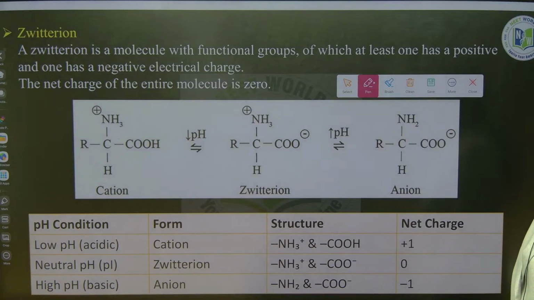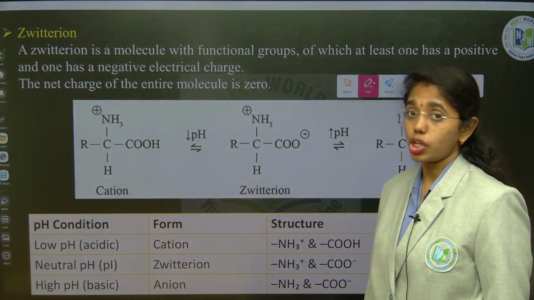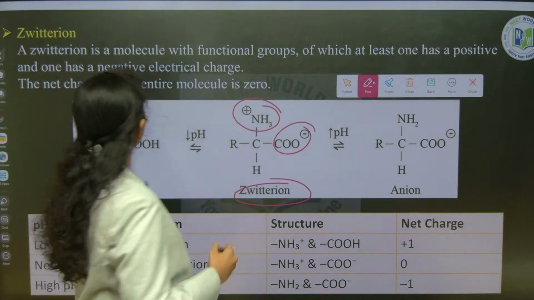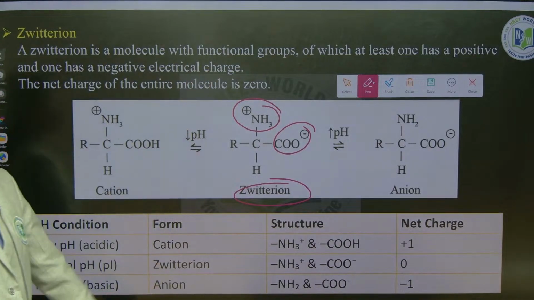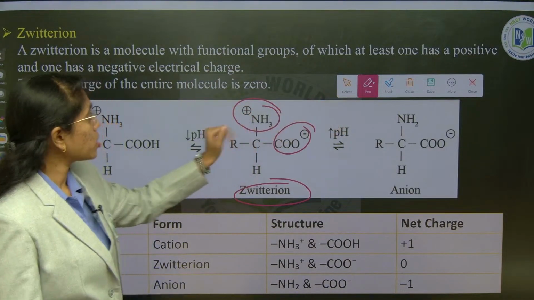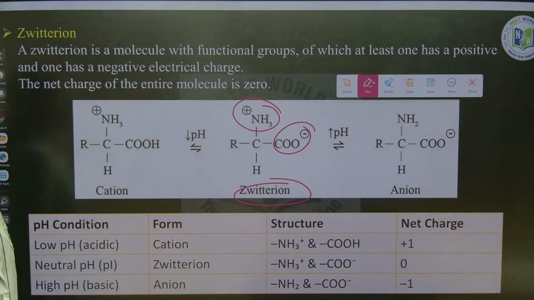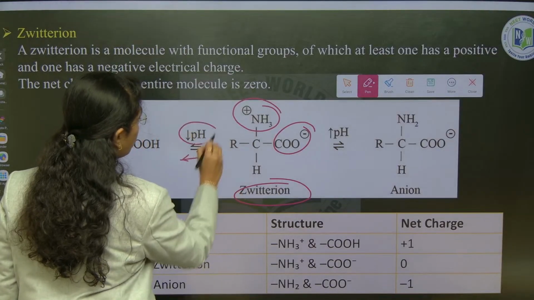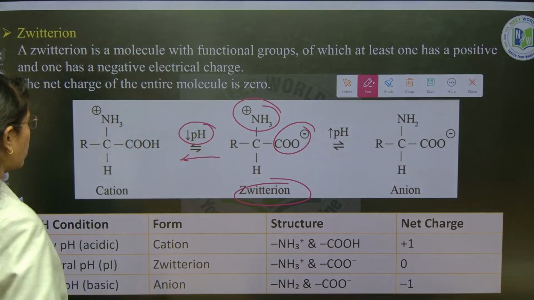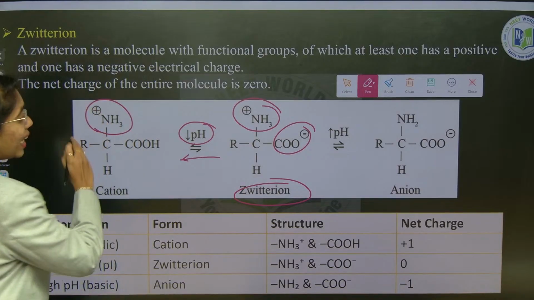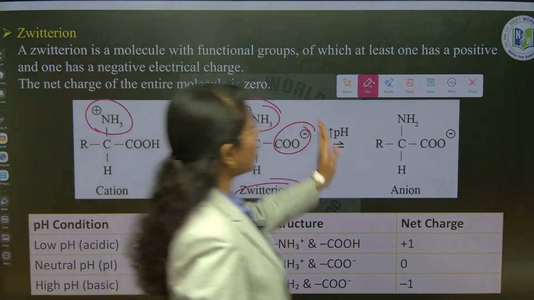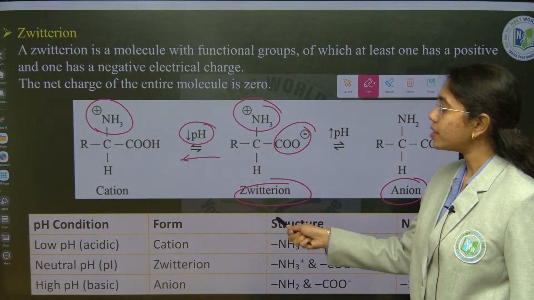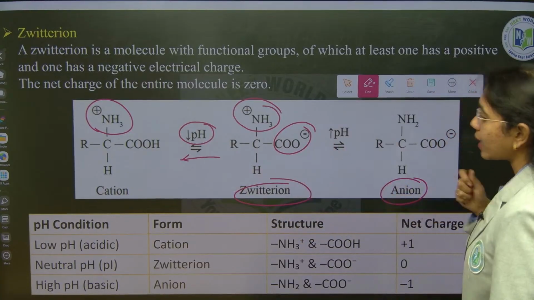Firstly, what is a zwitterion? Zwitterion is a molecule present at neutral pH, where the amino acid will have both cation and anion. So it is a molecule with functional groups of which at least one has a positive charge and one has a negative charge at neutral pH. If the pH is reduced from the zwitterion, it consists of only cation. If the pH is increased, it has only anion. At neutral pH the amino acid exhibits both anionic form and cationic form.